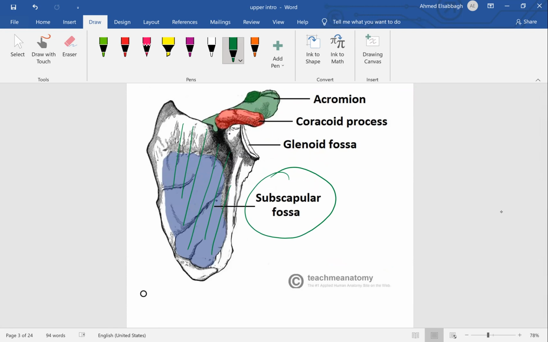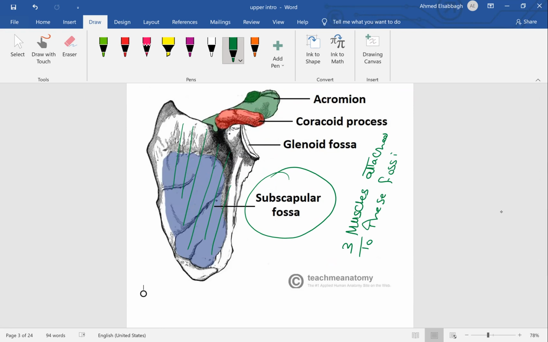We have three muscles attached to these fossae. Each fossa, supraspinous, infraspinous, and subscapular, has a single muscle.